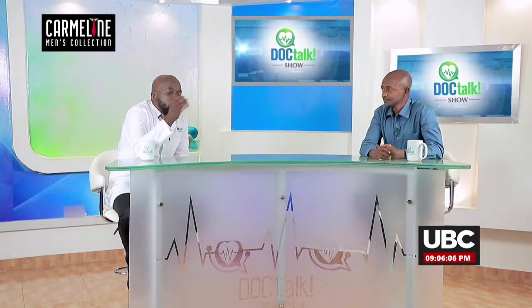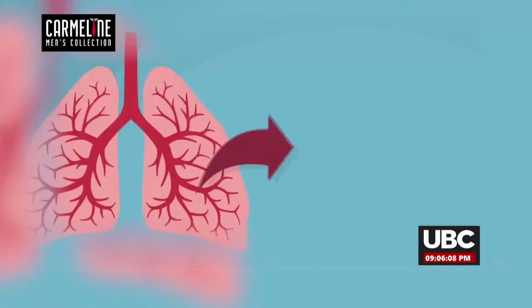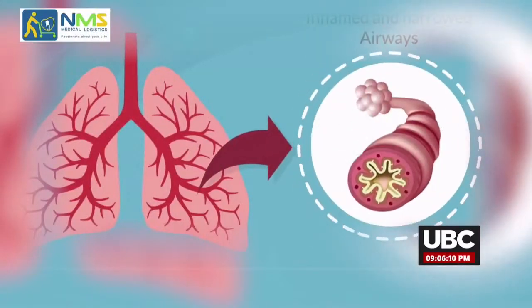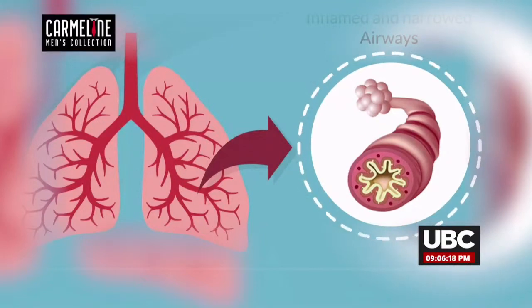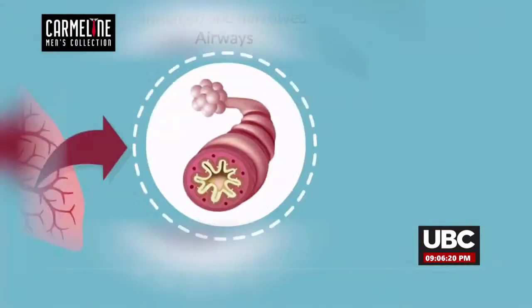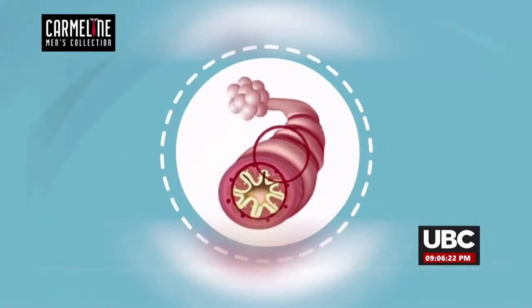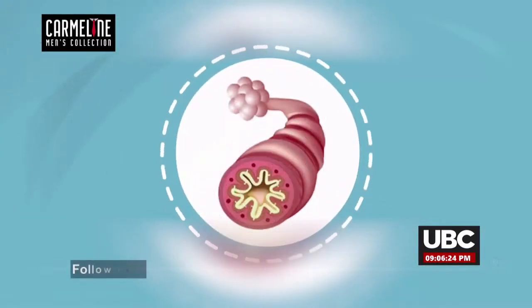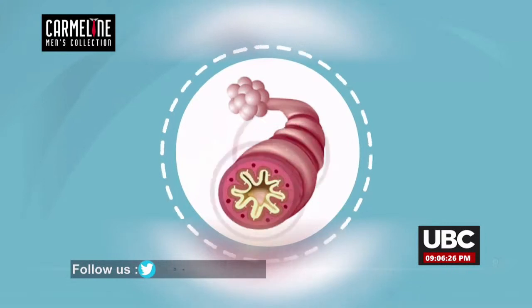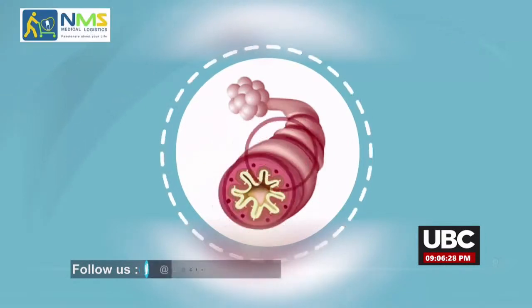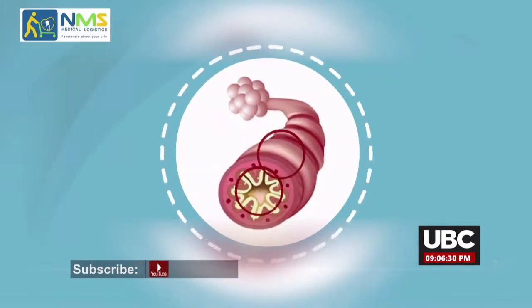Still going back to our structure of the inverted tree. We have the trunk, which is the trachea, the airway pipe, and the bronchus going down. The branches are the bronchioles. And then the leaves are the air sacs, which are supposed to allow air to get into the blood. And we are very much interested in the oxygen, isn't it?